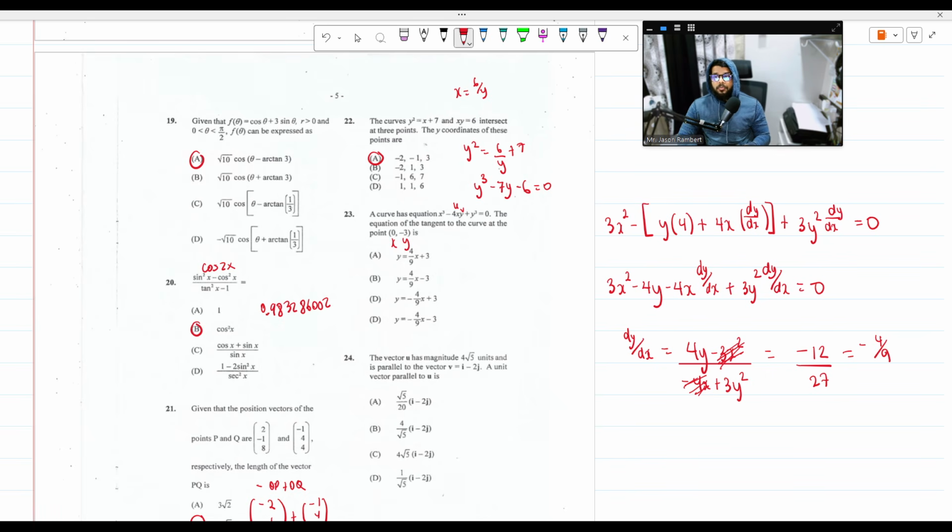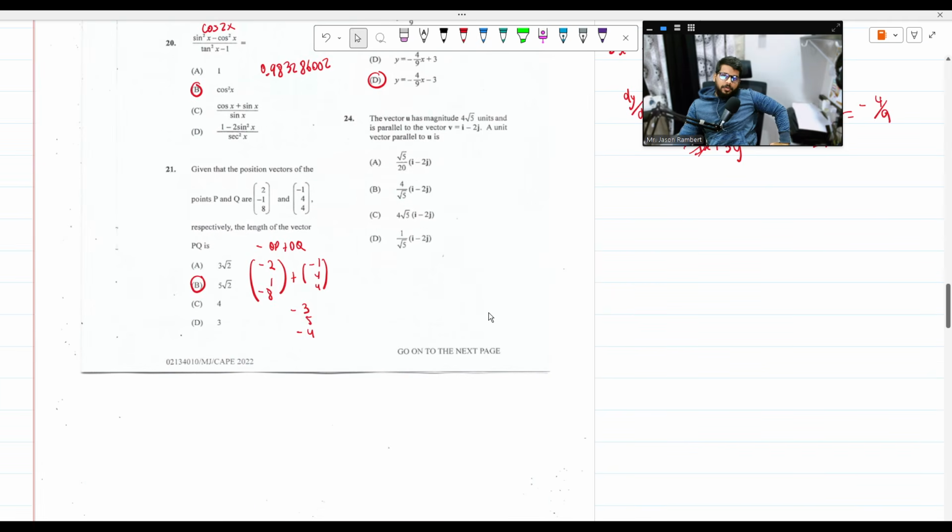That point is also the y-intercept. So I'm looking for a gradient of minus 4 over 9. And I'm looking for a y-intercept of negative 3. The answer is D. I really don't understand why they brought an implicit differentiation question here, and I'd not seen anywhere else around this.